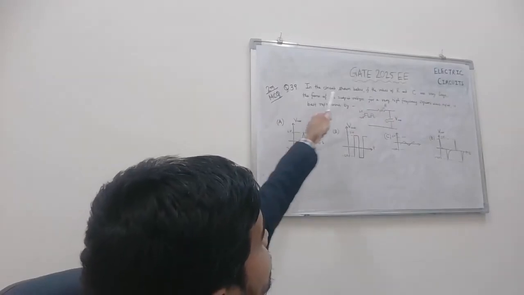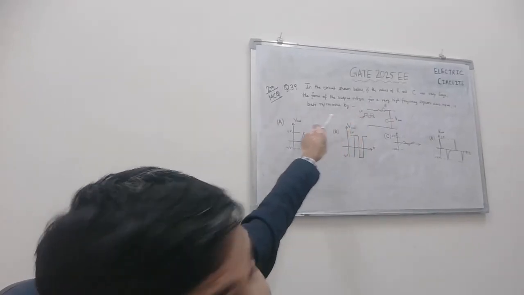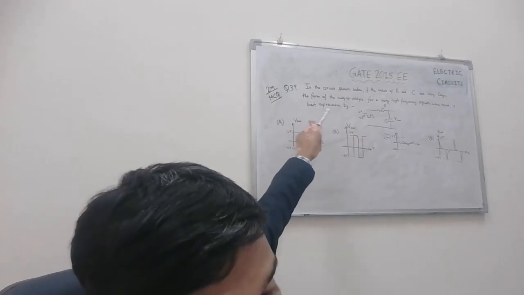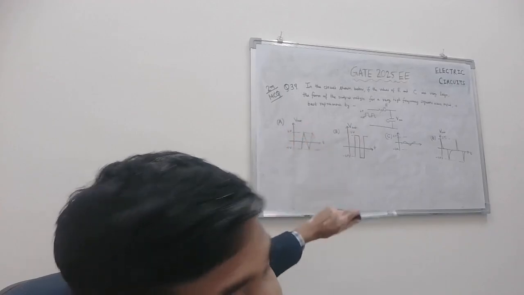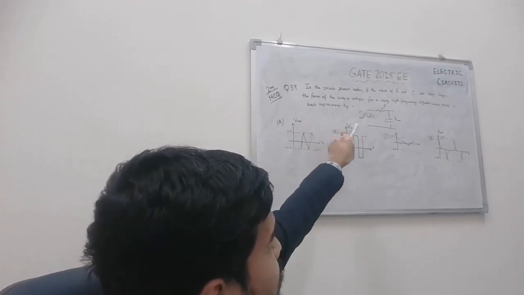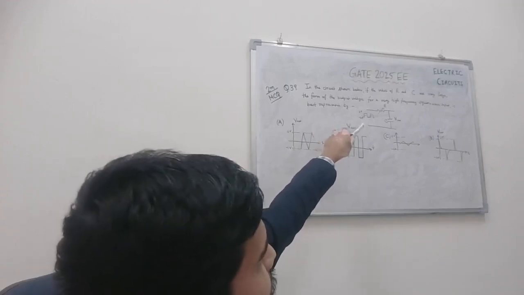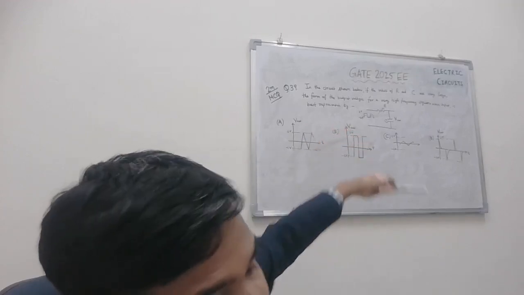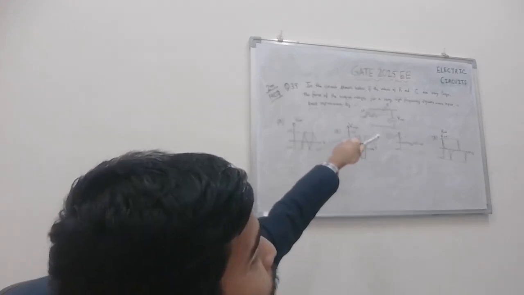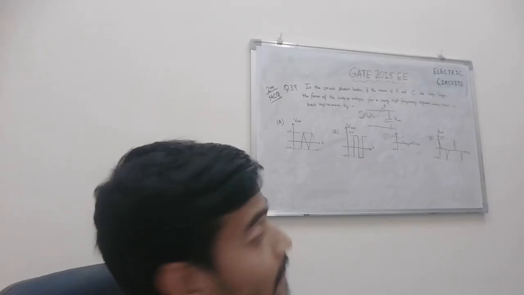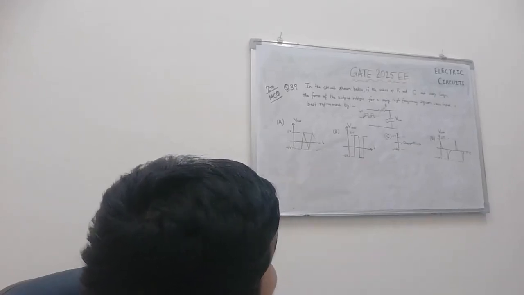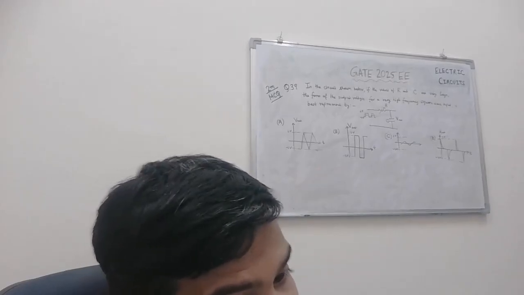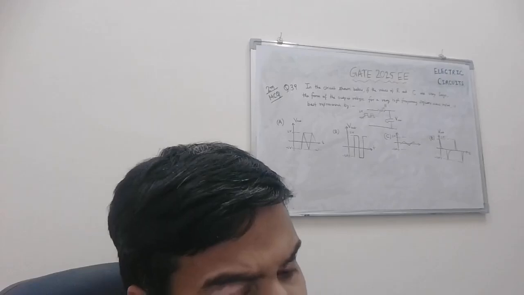The question is: in the circuit where the values of R and C are very large, the form of the output voltage for a very high frequency is best represented by. The input is given, and the output voltage is taken across the capacitor C. We are given 4 graphs as the forms of the output voltage, and we need to choose the correct one. Let's move on to the solution.